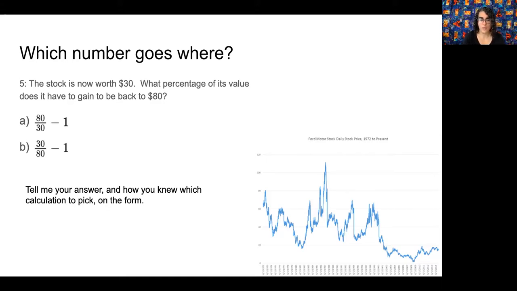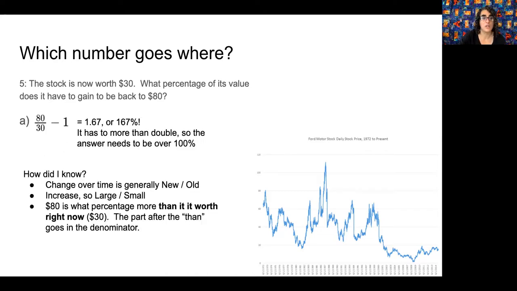I'm going to go on and do this in a moment, but before I do, I want to point out it has to go up by a whole lot, right? It has to more than double. It has to increase by more than 100% of its value. So I'm looking for a really large number as an answer. It needs to be 80 over 30 minus 1, which is 1.67 or 167%. So we said that's more than 100%.